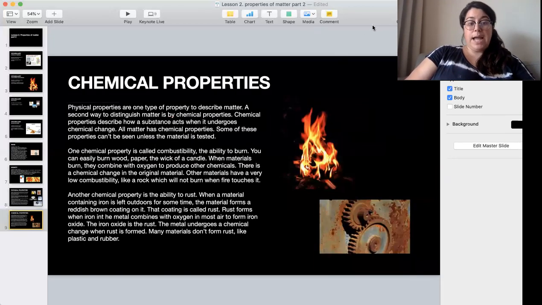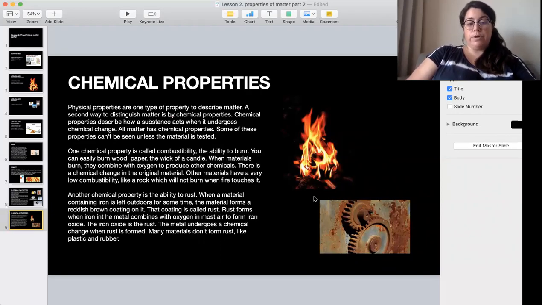And then besides physical properties, we have chemical properties. A chemical property describes how a substance acts when it undergoes chemical change. All matter has chemical properties, and some of these properties can't be seen unless the material is tested. One chemical property is called combustibility, the ability to burn. You can easily burn wood, paper, the wick of a candle.